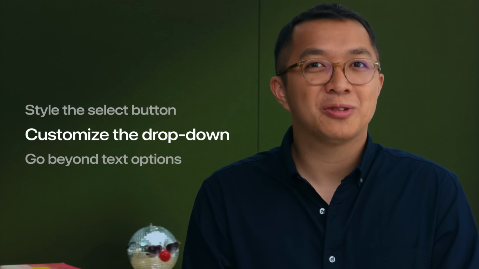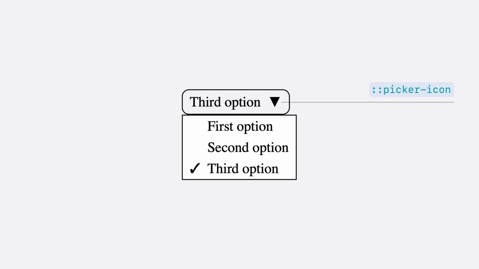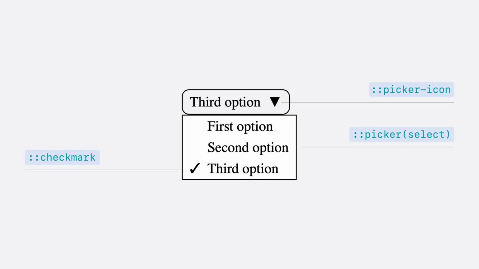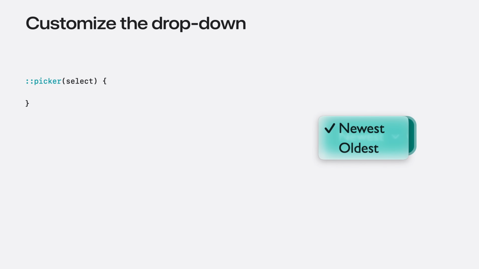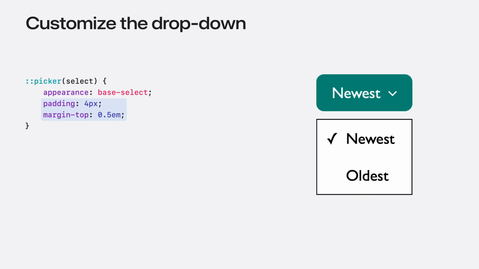Now, I want to style the drop-down itself, and customizable select lets me do this. I'll show you how. Like picker icon, the drop-down menu also comes with stylable parts. The menu itself can be styled with picker select on the select element, and the check with checkmark on the option element. Now, let's add some CSS. To start with a clean slate, I need to first opt out of the native menu. I can do that by using the new picker select selector, and by setting appearance base-select. Now, I'm ready to go. First, I'm going to arrange my spacing with some padding and margin. Let's handle the borders and box shadow on my dropdown.